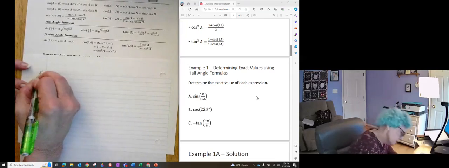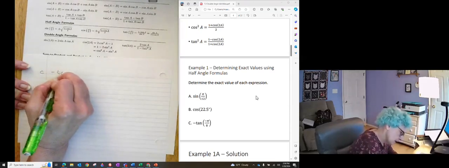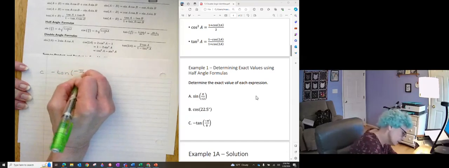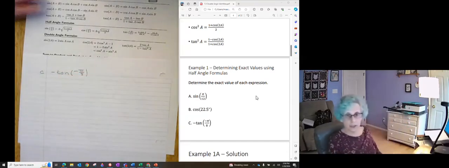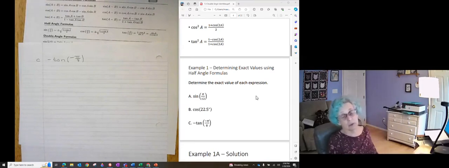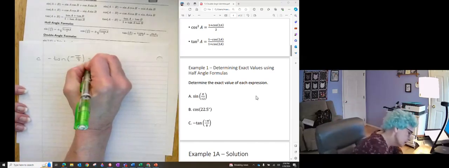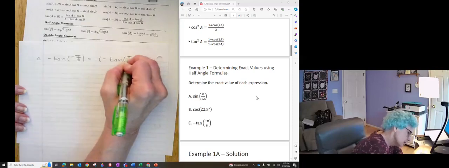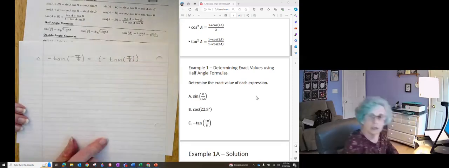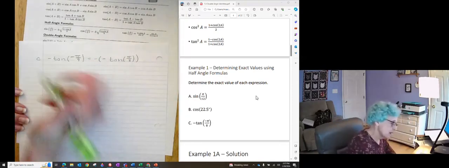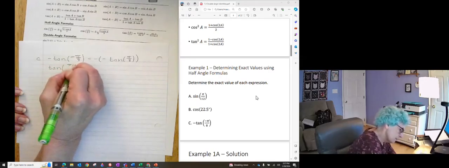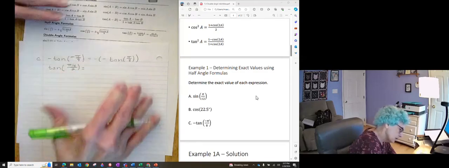C, we have the negative of the tangent of negative pi over 8. Now, I remember my odd and even identities. Tangent of negative pi over 8 is the same thing as the negative of the tangent of pi over 8. So now I have minus minus. So this is just the tangent of pi over 4 over 2.